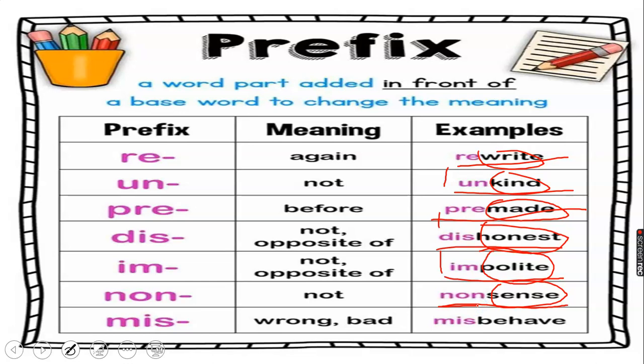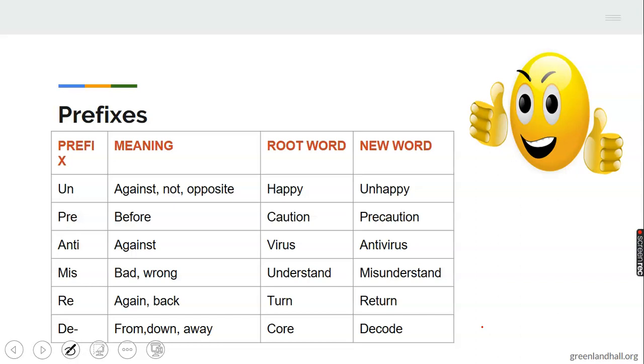Now miss means wrong or bad. Now misbehave. Behave is the root word, miss is the prefix. Misbehave. Okay, I have other examples here. Unhappy, precaution, antivirus, misunderstand, return, decode. You can see the root words here: happy, caution, virus, understand, turn, code. And these are the meanings of each of those prefixes.